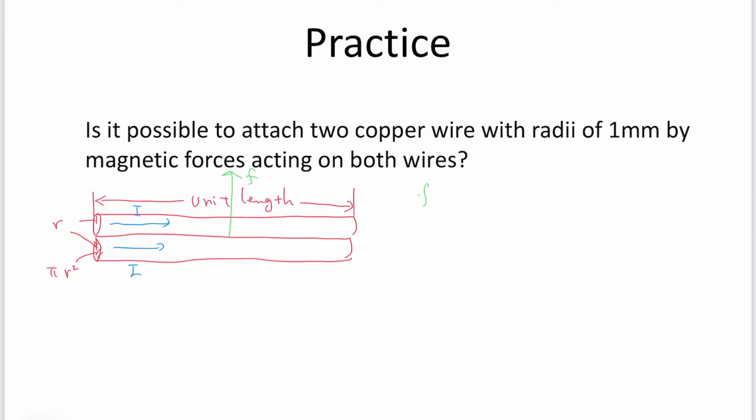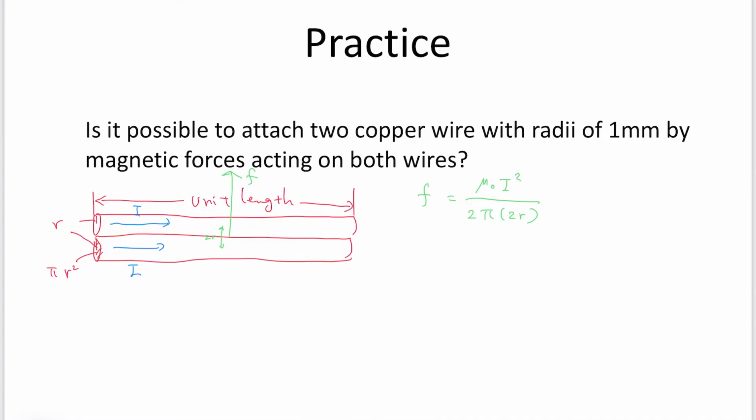So F is the attractive force due to the magnetic force. It's expressed as mu sub 0 I squared over 2 pi. And the distance between the centers of the wires is 2r, because this is 2r. This is the attractive force acting between the two wires.